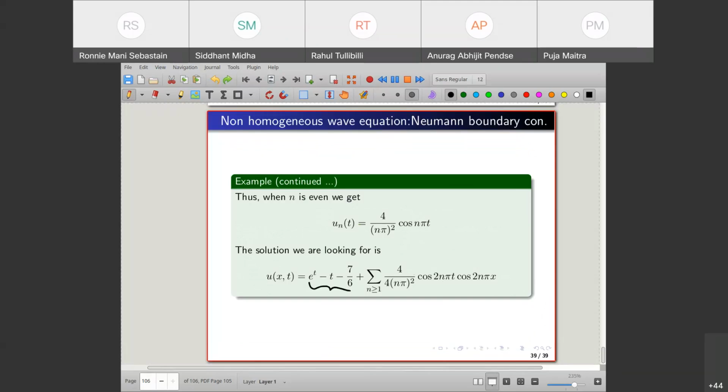So this is my u0. And this is for each n. Here I have put 2n, so we only get the even n's. So this thing is our un(t).